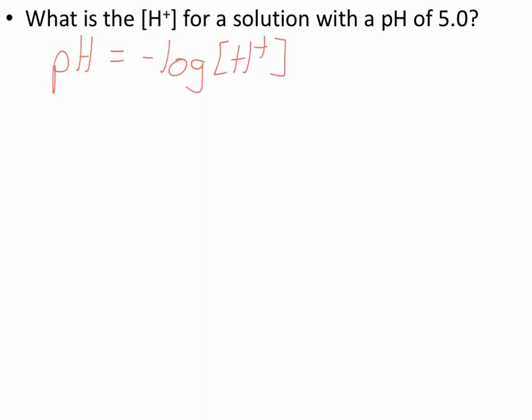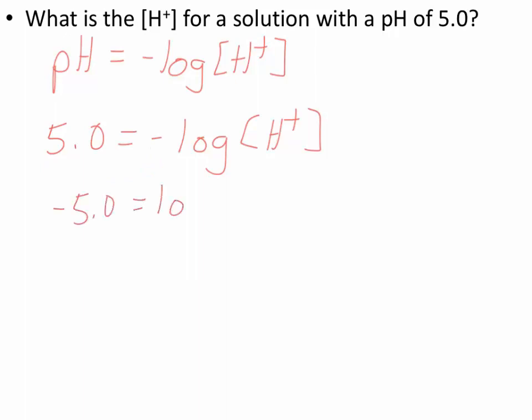So if we want to solve this equation for the hydrogen ion concentration, that means we need to get rid of this log term. So now we know that the pH is 5.0, so we can plug in 5.0 is equal to minus log base 10 of the hydrogen ion concentration. And now we want to solve for that guy, the hydrogen ion concentration. Well, first let's move this negative sign to the other side. So now we have minus 5.0 equals log of the hydrogen ion concentration.